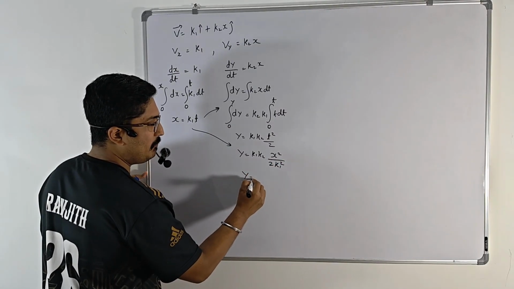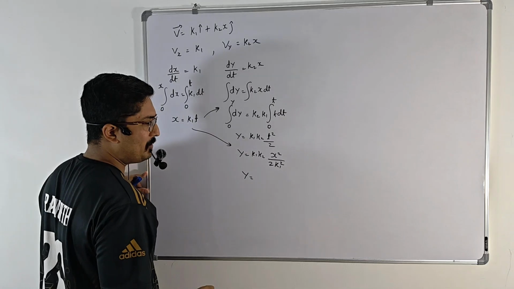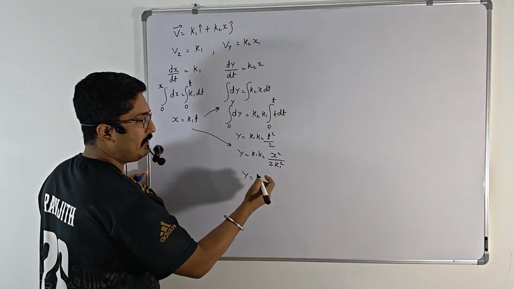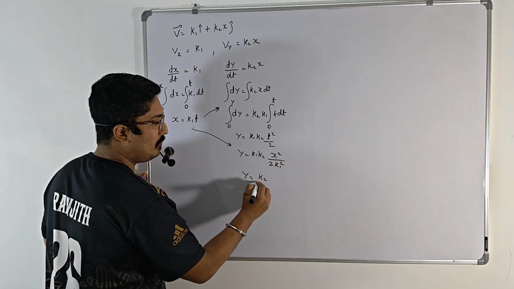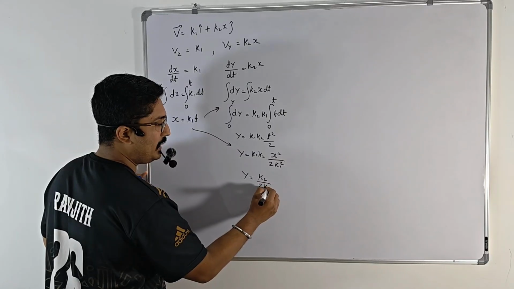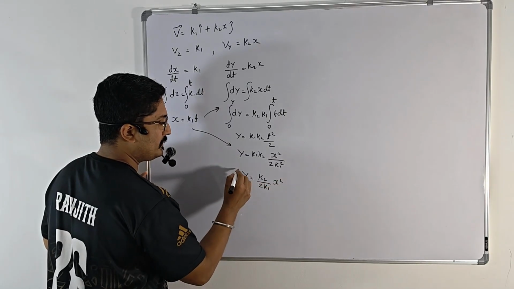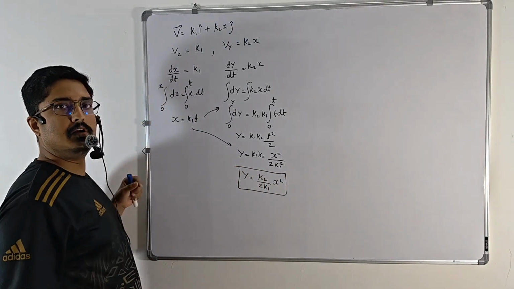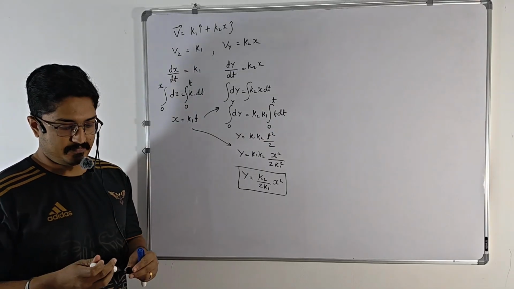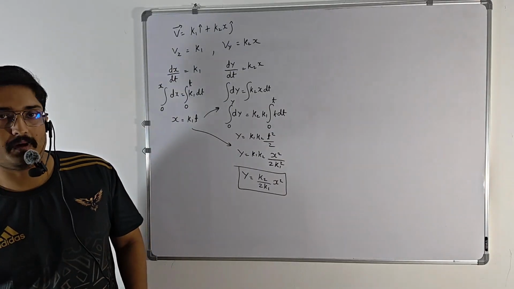So this would finally give me y is equal to, what do I get? The k1 and k1 cancel, and I'll be getting k2 by 2 k1 times x square. It's basically a parabolic equation. So this is the trajectory of my particle, and this was the question of the first part.